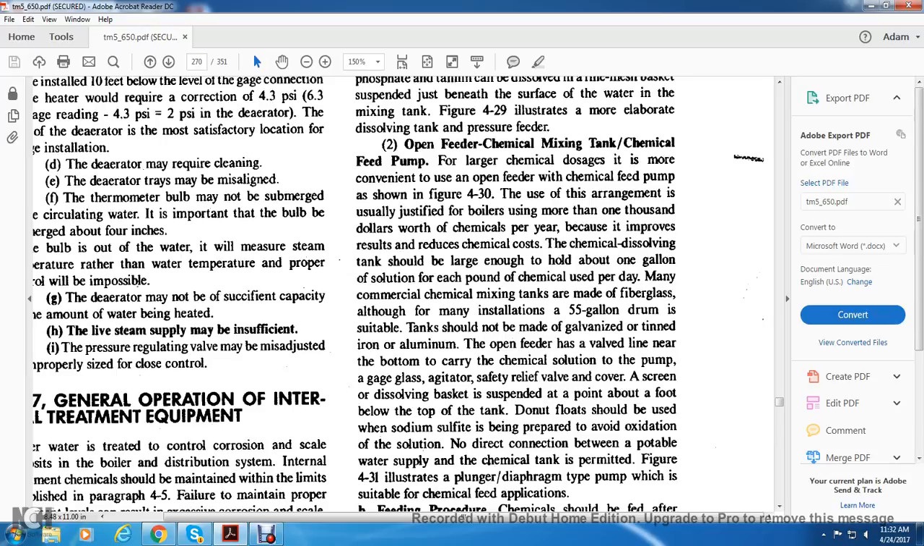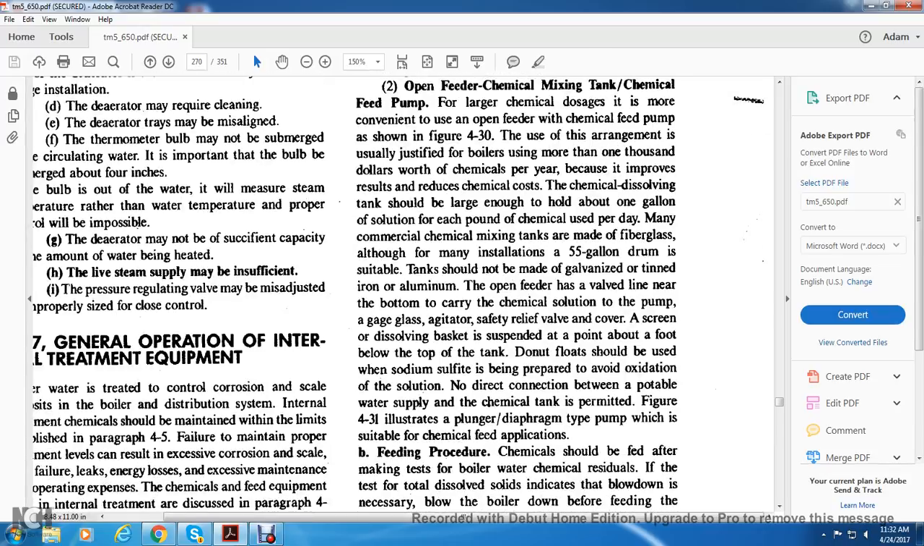The gauge glass, agitator, safety relief valve, the cover, and the screen of the dissolving basket suspended with the bottom a foot below the top of the tank. Donut floats should not be used with sodium sulfite, to avoid oxidation of the solution. No direct connection between the potable water supply and the chemical tank is permitted.